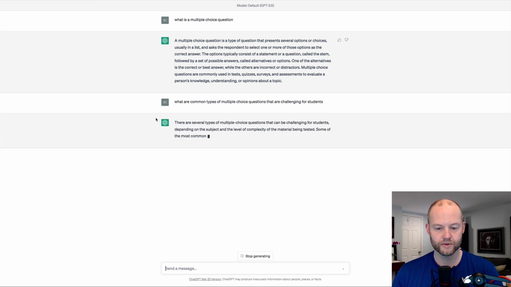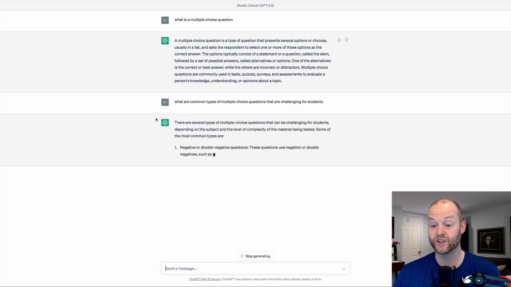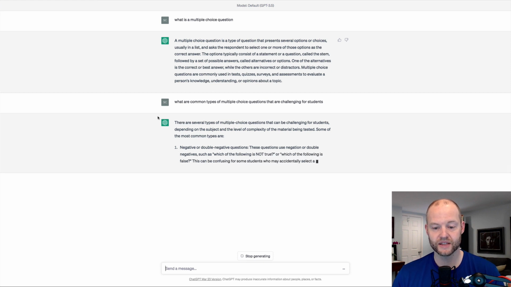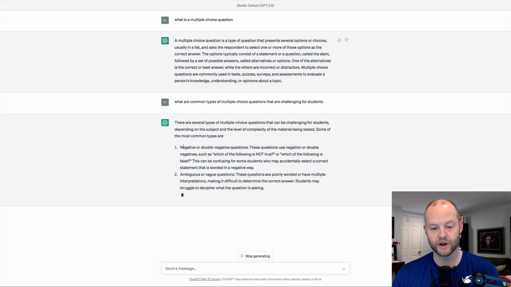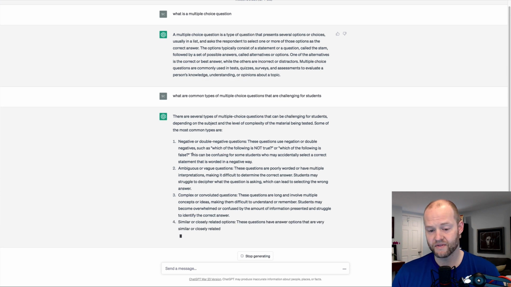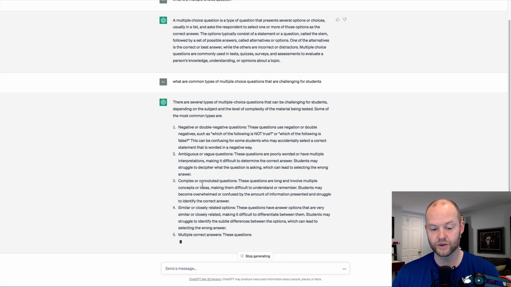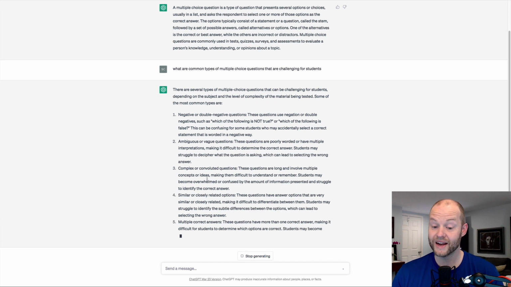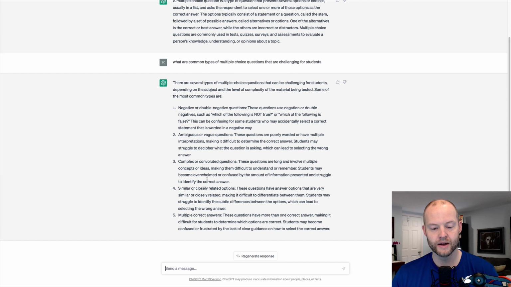So there are several types of multiple choice questions that can be challenging for students, depending on the subject and the level of complexity of the material being tested. Some of the most common ones are negative or double negative questions. I would have never thought of that. Interesting. Ambiguous or vague questions, complex or convoluted questions, similar or closely related questions, multiple correct answers. Oh, that's an interesting way. And so on. Okay, so Chat gave us 5 types of questions that can be considered challenging for students.